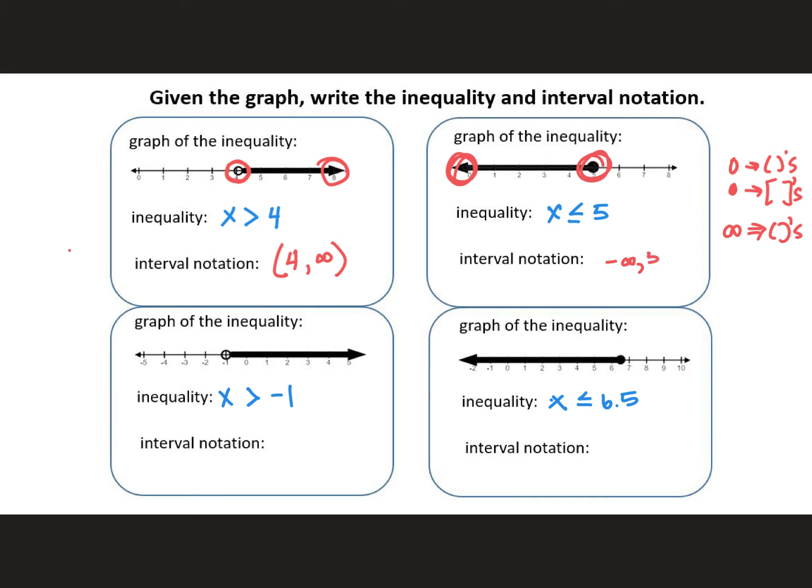It ends at 5. Because we have a closed circle, 5 gets a bracket, but your infinity will always have a parenthesis. On the bottom left, the interval starts at -1 and ends on the arrow. So that's -1 to infinity: -1 gets a parenthesis, infinity gets a parenthesis. On the last one, start with the arrow pointing at negative infinity, and it ends at 6.5. It's a closed circle, so 6.5 gets a bracket, and infinity gets a parenthesis.